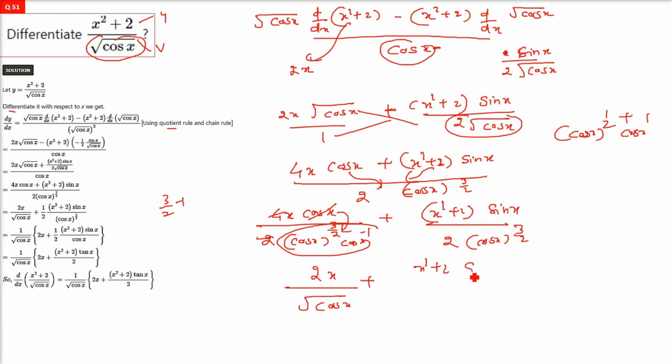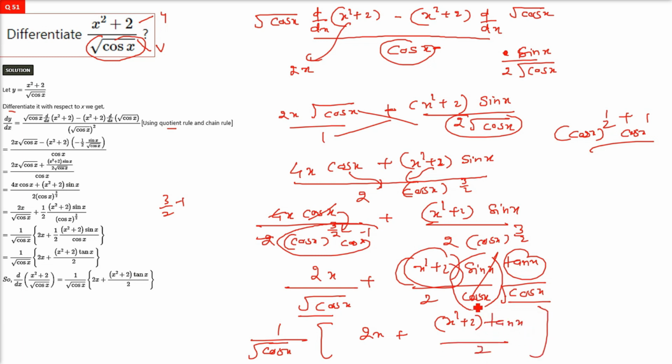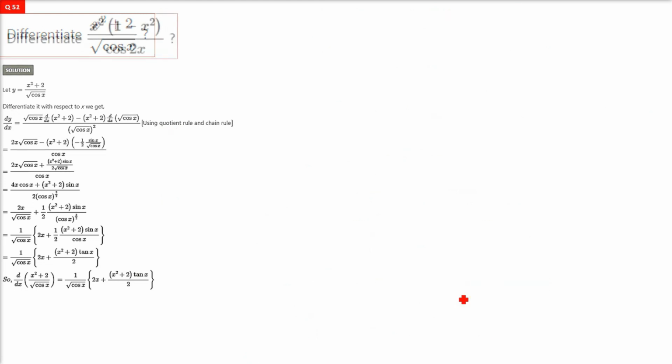But what we can do with the cos x is, again we can write this cos x as under root cos x times cos x. So under root cos x times cos x is going to be cos x to the power 3 by 2. Alright. Now sin x by cos x becomes tan x. And under root cos x is in the denominator, you can take it outside, 1 by under root cos x. This is 2x plus x square plus 2, and then we have a tan x here, and then we have twice of, because under root cos x we have already taken out. This is the final answer.